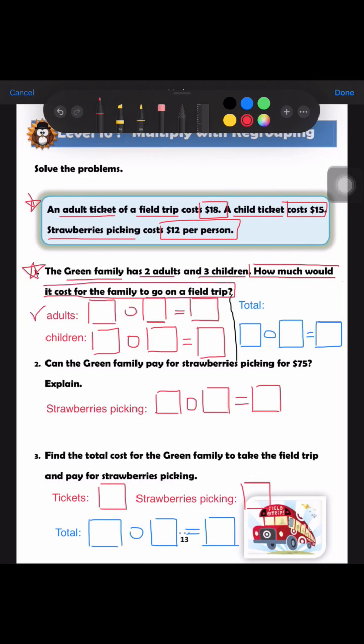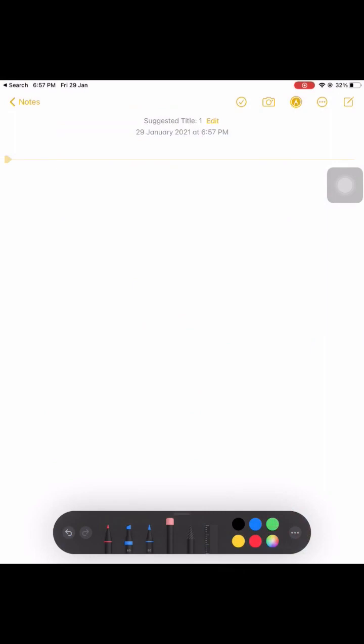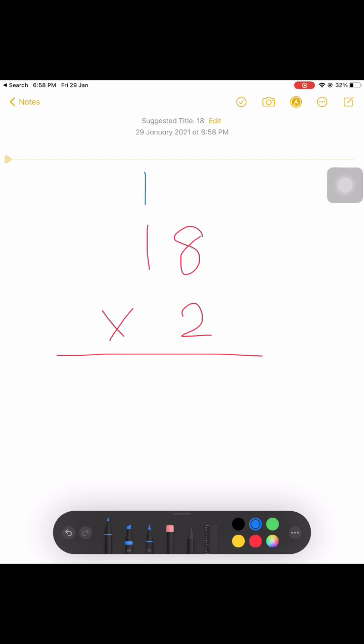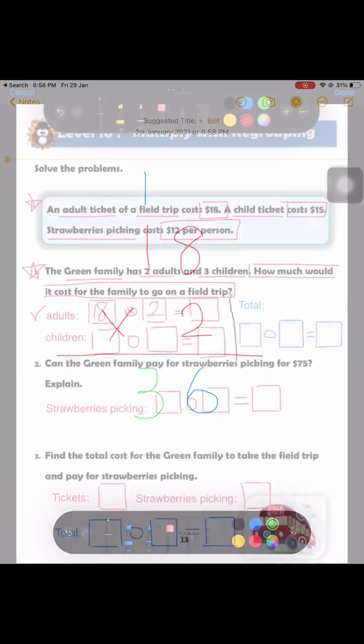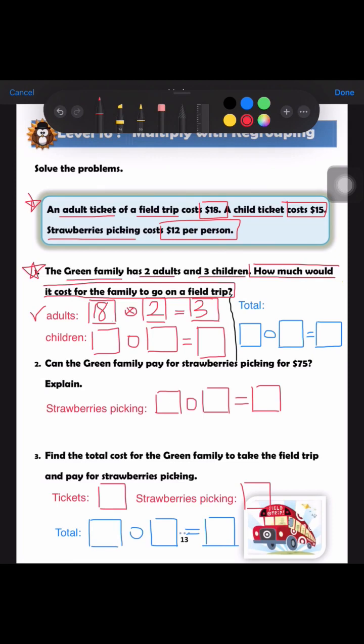First, we calculate the cost for adults. So each adult costs $18 and 2 adults, that means times 2. So let's calculate the multiplication in columns. So 18 times 2. Okay, we multiply the ones first. 2 times 8 equals 16. So we regroup as 1 ten and 6 ones. So we put 6 in the ones place and carry 1 ten to the tens column. And then 2 times 1 ten equals 2 tens. And we add the regrouped 1 ten, so the answer is 36.